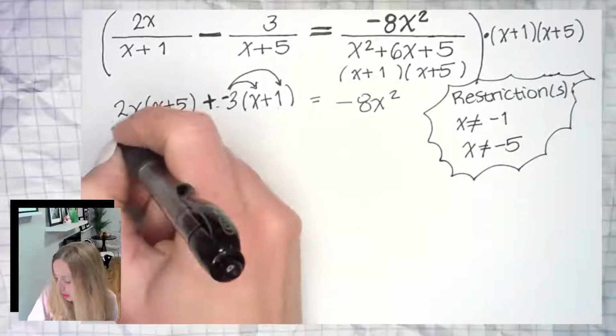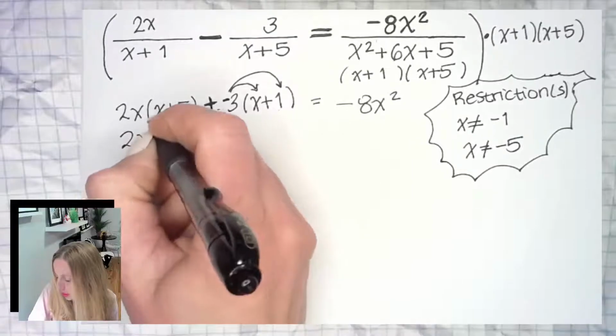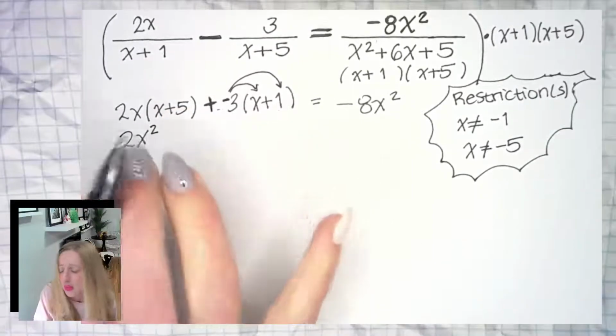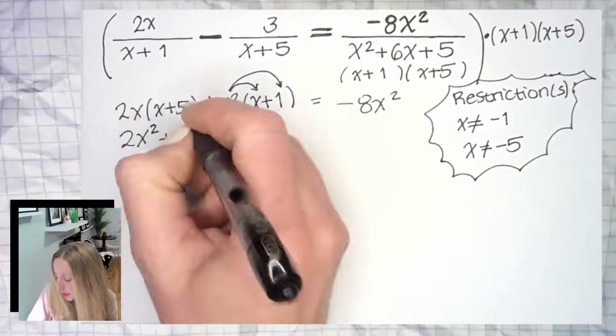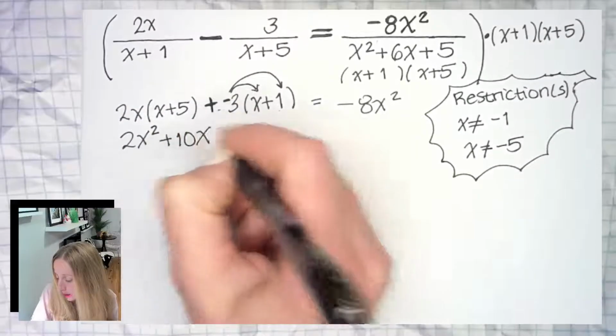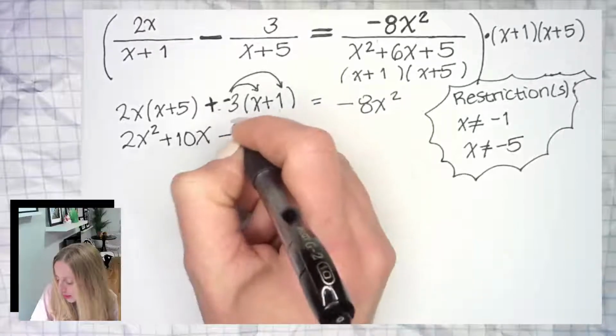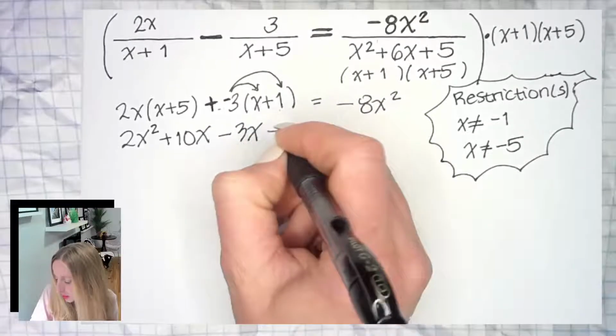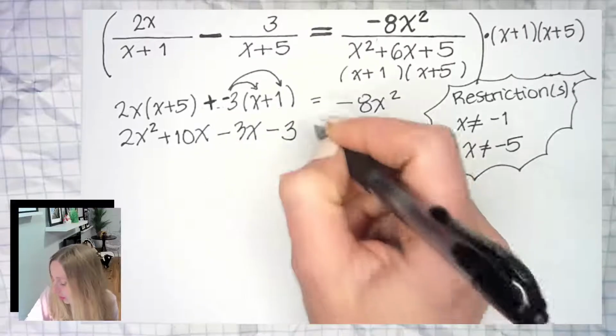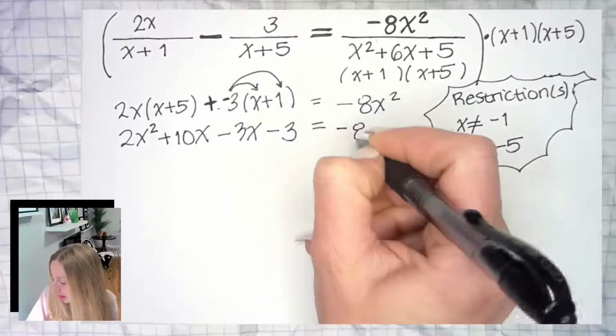Okay. Distribute. 2x times x is 2x squared. Take your time with some of this. You guys do really weird stuff sometimes. 2x times 5 is 10x. Then we have minus 3x. And then, this spot. Minus 3, hopefully everyone had that, equals negative 8x squared.